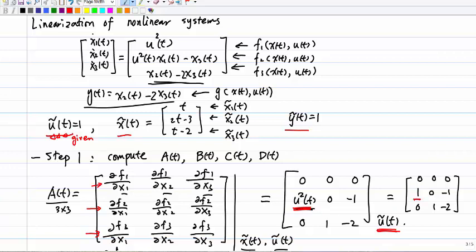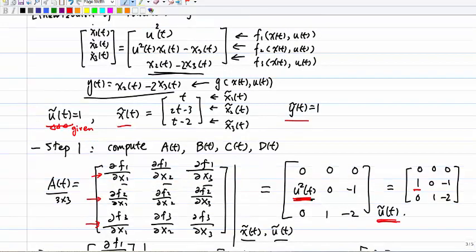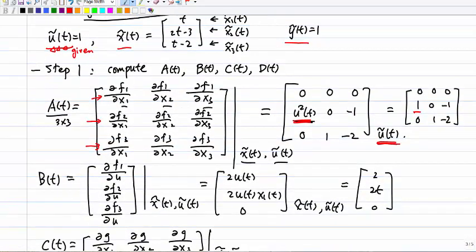Okay, that's how I get A of t. So fortunately it's a constant. If I do the same thing for B of t, it is partial f1 over partial u, partial f2 over partial u, partial f3 over partial u in this case. Of course, I have replaced everything I computed by x tilde value if it appears in the computation of partial derivatives.